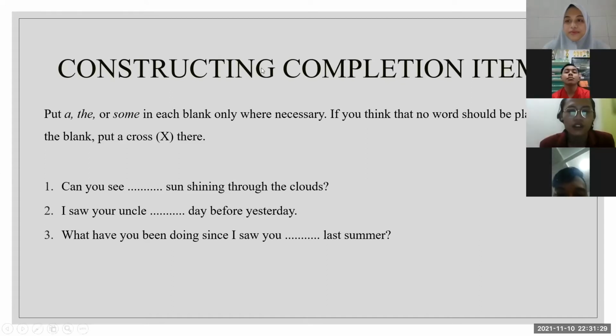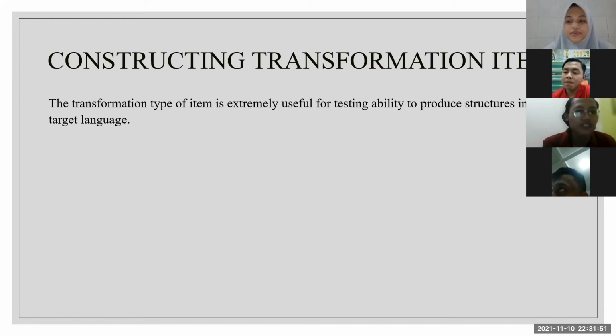Put a, the, or some if it's blank, only where necessary. If you think that no word should be placed in the blank, put a cross there. You can see the example from the constructing completion items. And the next, constructing transformation items.